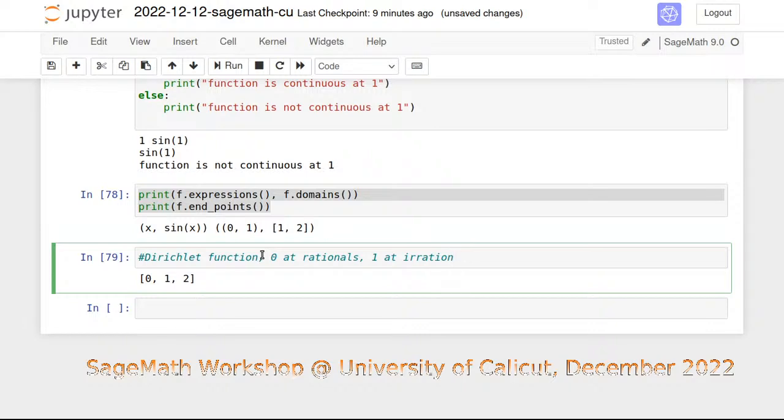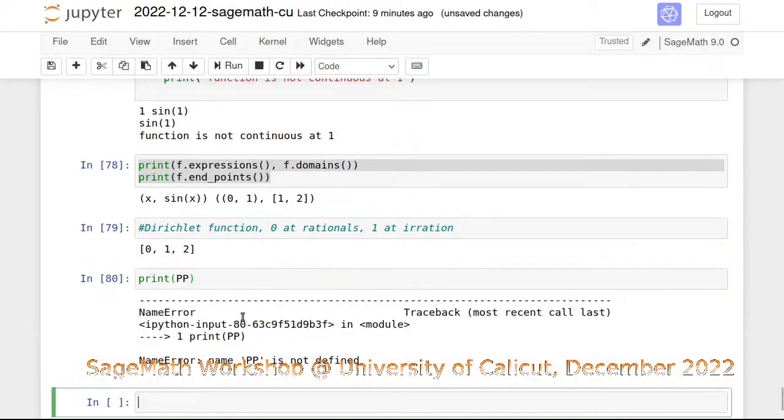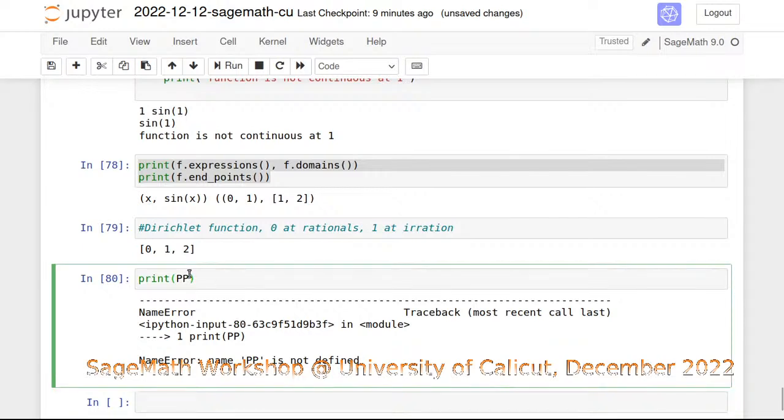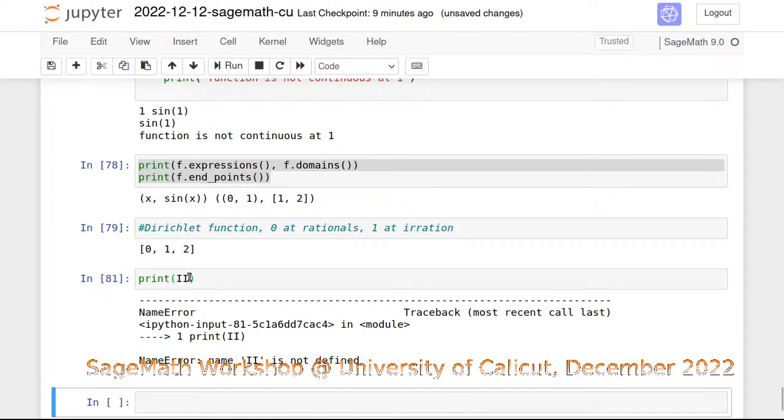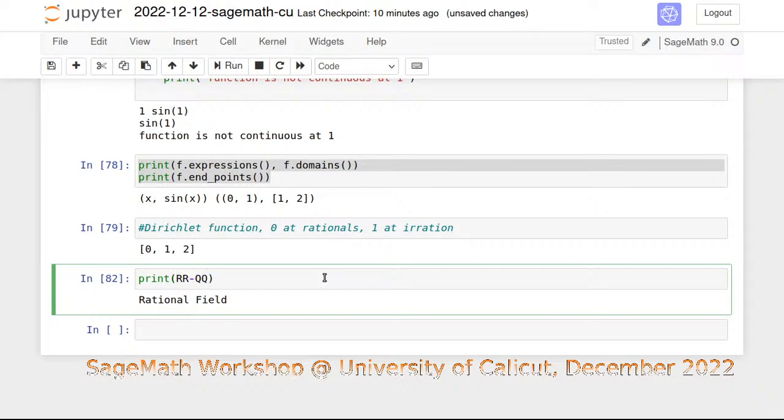We don't have a standard set for that. We have QQ for rationals, but for irrationals we don't have an expression. But what about PP? No, this is also not right. In the last class we did not get this one. After that we tried RR minus QQ. RR minus QQ didn't work, right? I think it failed.